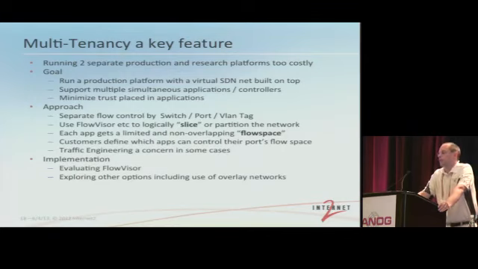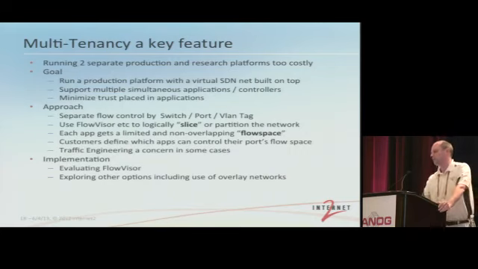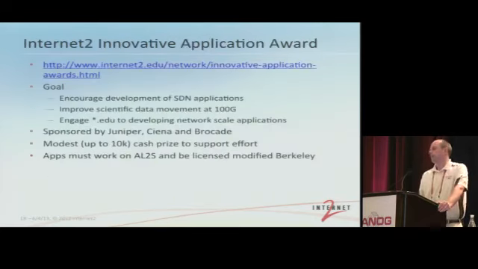One of the major concerns as we look into this and get more serious about it, of course, is this notion of traffic engineering and where that occurs. So where we're at in the multi-tenancy space is that we're figuring out how to implement it. We'll be doing a lot of trials with FlowVisor, but we're also exploring other options, including writing our own flow space firewall, and figuring out how this might be used in conjunction with things like overlay networks to provide the appropriate level of simplicity, right?